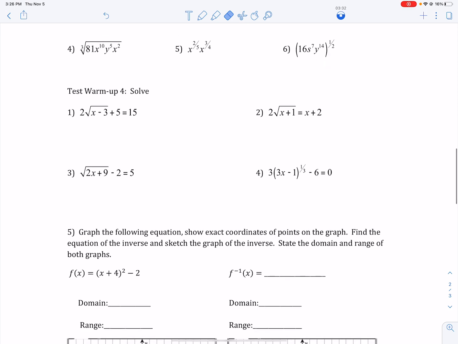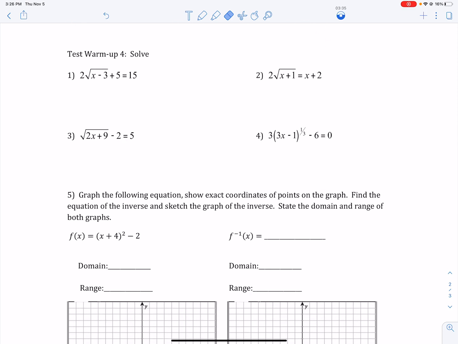Okay. All right, solving this. If I solve this one, I would minus the 5, that's 10, divide by 2, and that's 5. So I square both sides and I'd have x minus 3 equals 25. So my answer is 28.